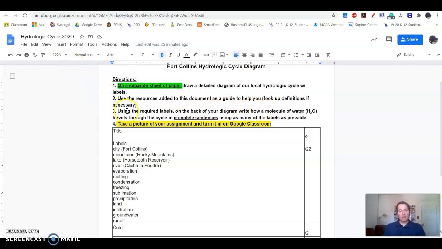Okay? And then in order to get credit, you're going to be taking a picture of your assignment front and back, and then uploading that to Google Classroom.